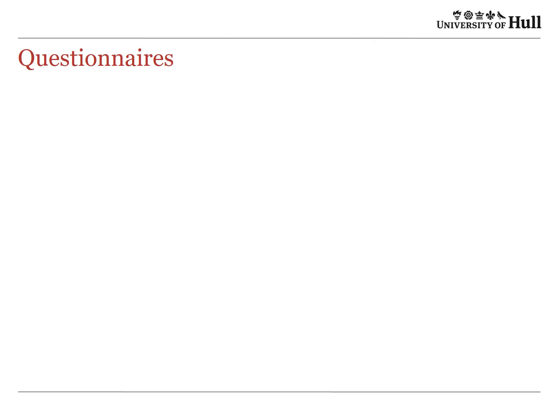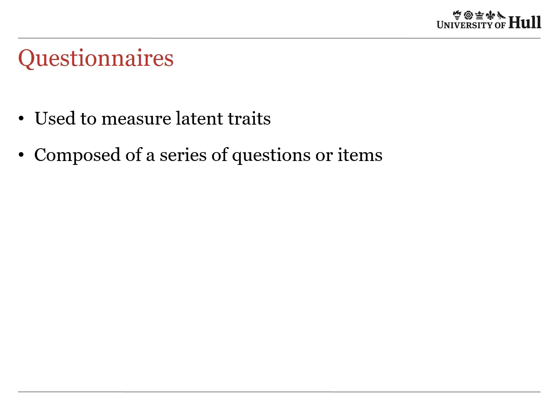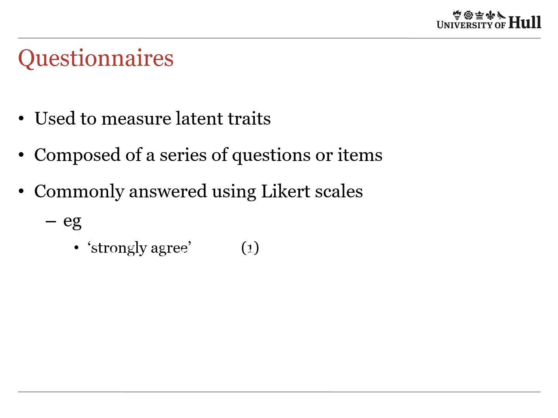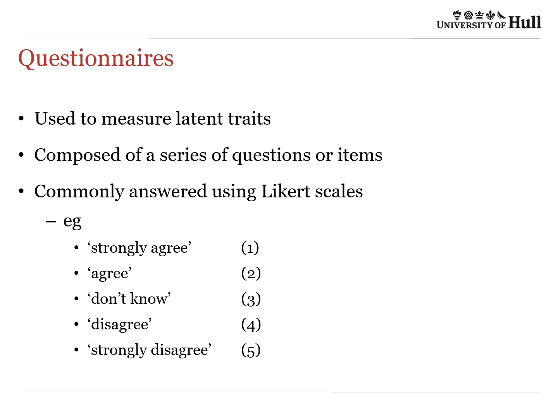Now, questionnaires, which are used to measure latent traits, are the backbone of the social sciences, really, and they're composed of a series of questions or items, and these are commonly answered using Likert type scales. For example, strongly agree, agree, don't know, disagree, or strongly disagree, numbered 1 to 5 respectively. They could also be numbered the other way around. You'll recognise that as an ordinal scale.